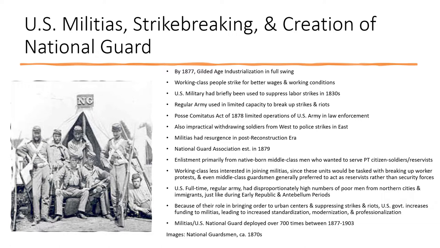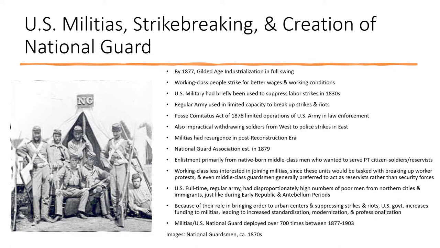Working class people across the country were striking for better wages and working conditions. And sometimes they went on strike and they had peaceful protests. Other times these protests would escalate to violence, to riots, to destruction of property. And the U.S. military, especially militias, would be used to suppress these labor strikes. The U.S. military had briefly been used to suppress labor strikes in the 1830s. But that was a very limited operation. It's going to become much more common in the late 1870s and through into the 20th century.